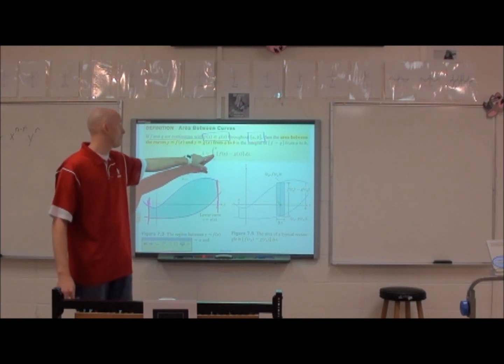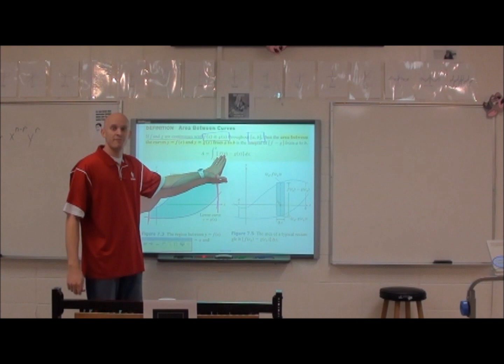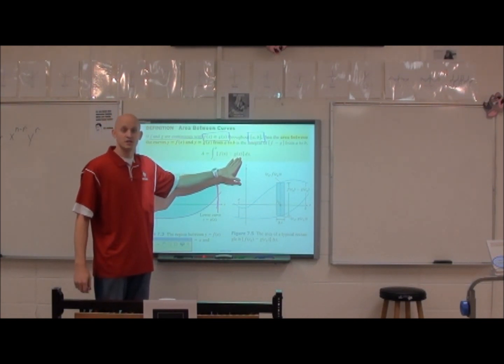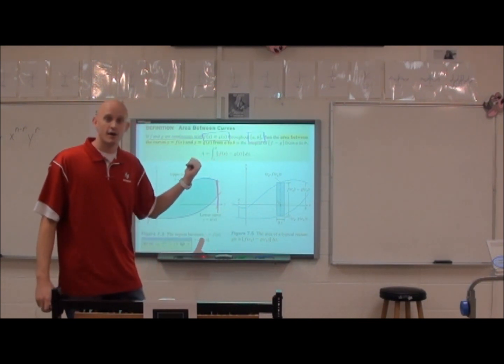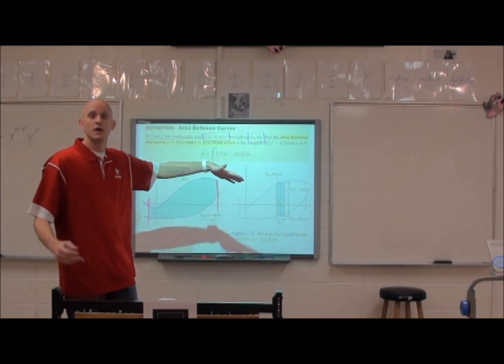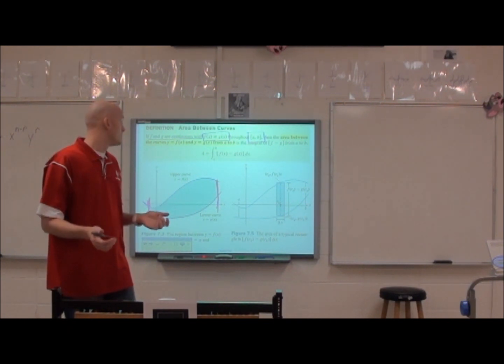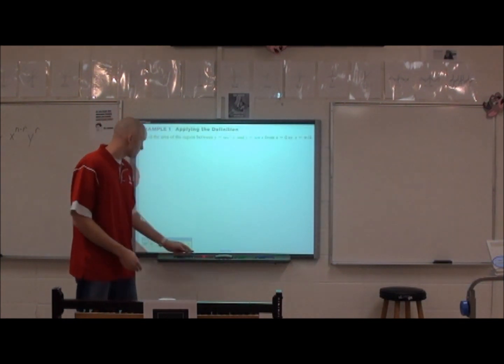If that is true, then we can use the area integral here. It's a definite integral from a to b, and what we'll plug in is the top function, f of x, minus the bottom function, g of x. And then all we're going to do is use our knowledge that we already have of definite integrals to find the area in between the two curves. So, take a look at an example.